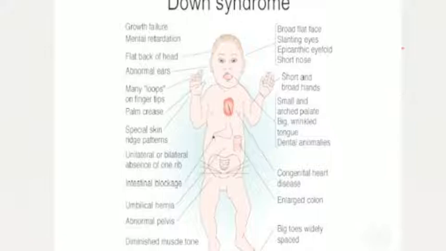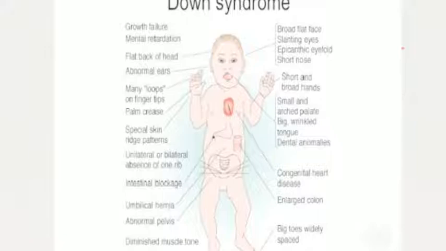Now we're going to discuss the phenotypic features of Down syndrome. So there is growth failure and cognitive disabilities. They tend to have a flat back of the head and abnormal ears. They're going to be low set and just kind of differently shaped. They're going to have many loop fingerprints on their tips and a palm crease called a simian crease, which I'll show you a better picture of. There are special skin ridge patterns, and a unilateral or bilateral absence of one rib. An intestinal blockage can happen, and that's actually called duodenal atresia. It presents with vomiting at birth.